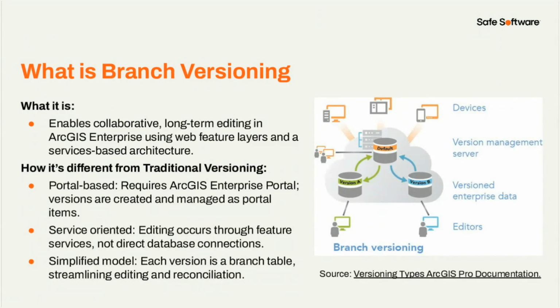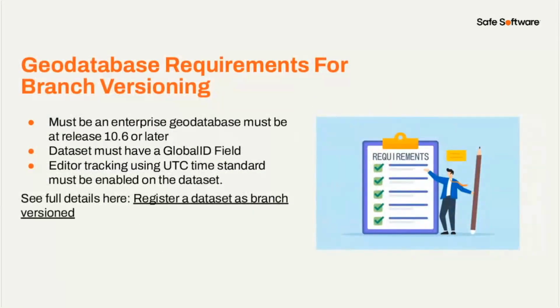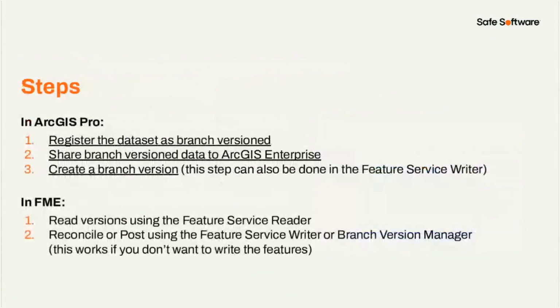And then all of these versions are saved in ArcGIS portal. So they're all going to synchronize their versions back to ArcGIS portal. Some requirements on the geodatabase side for branch versioning: you're going to need a geodatabase that's 10.6 or later. You must have a global ID field, and you must have editor tracking. Again, full details can be found in the link provided there.